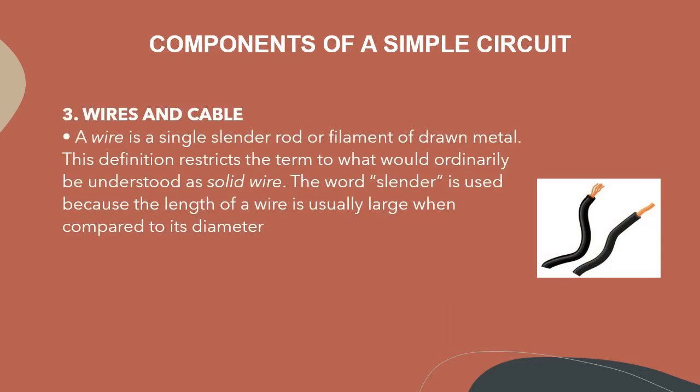Number 3, wires and cables. This one. A wire is a single slender rod or filament of drawn metal. This definition restricts the term to what would ordinarily be understood as solid wire. The word slender is used because the length of a wire is usually large when compared to its diameter.